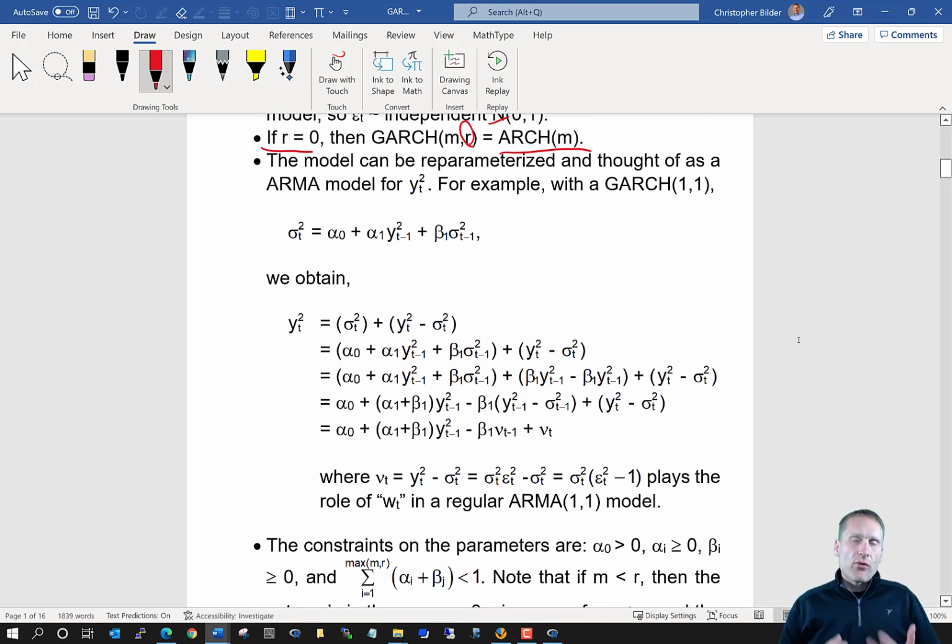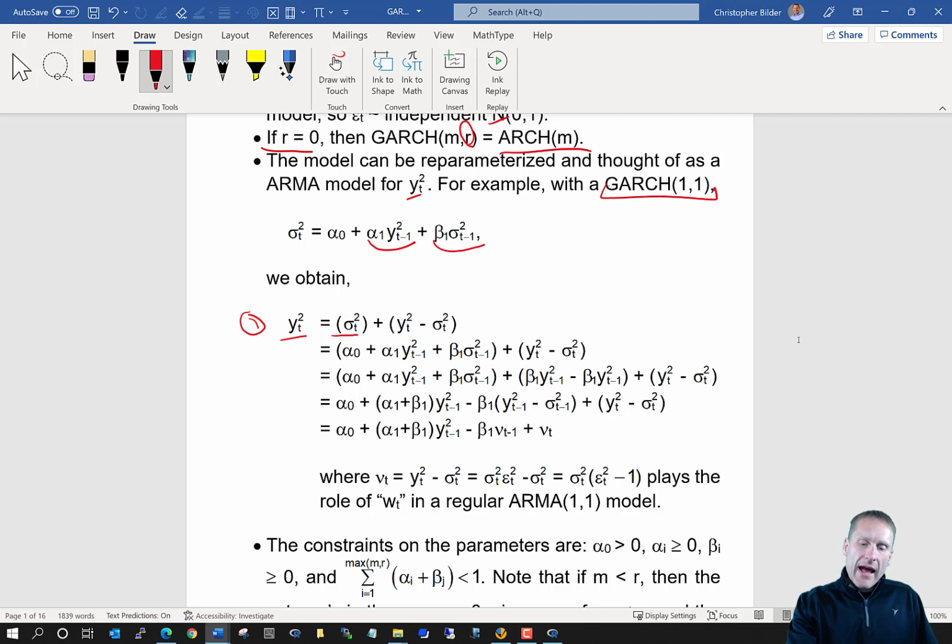Now we can reparameterize this GARCH model and show that it's kind of like just an ARMA model that we've seen previously, but for y sub t squared. To help see this, let's focus on a GARCH(1,1) model. So we go one time period past with the y squares, one time period past with the corresponding sigma squares. Let's say we have step 1 here. We write out y sub t squared.